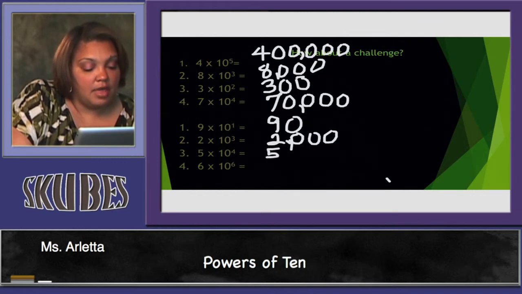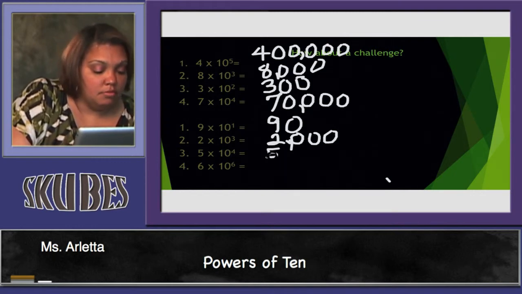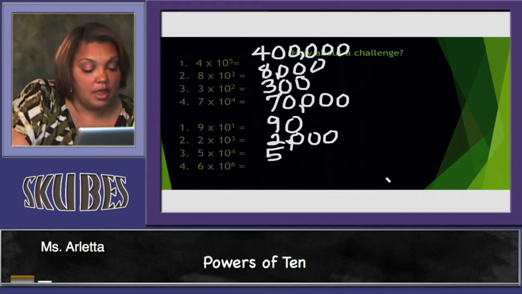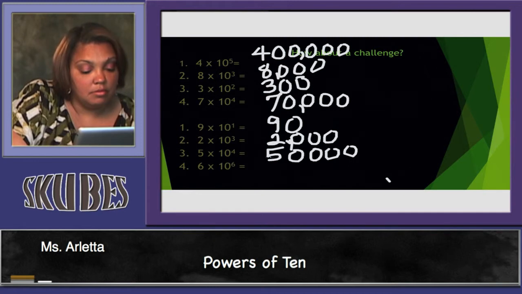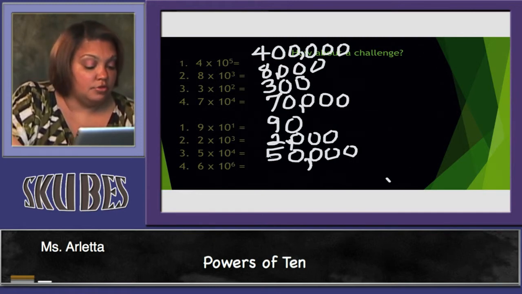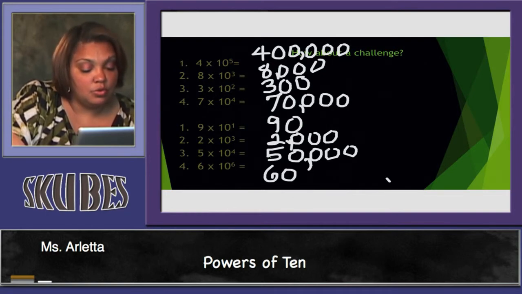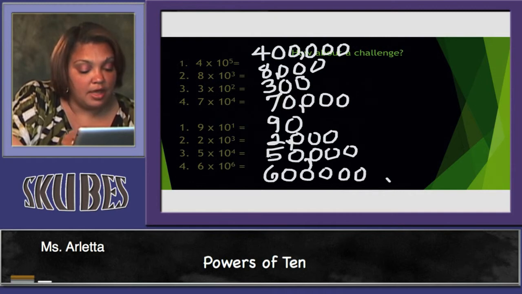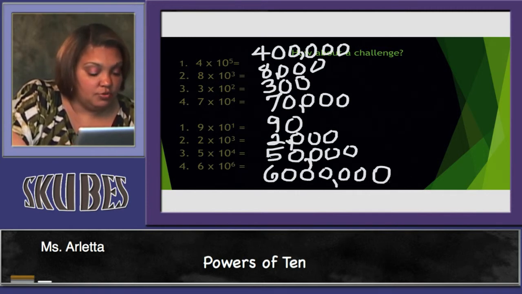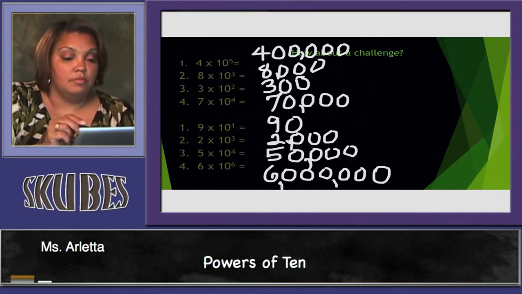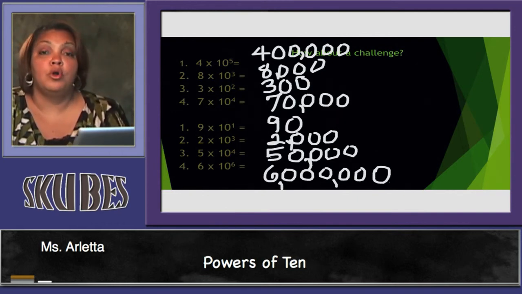We have 5, I'm going to make that a little bit more clear for you. 5, adding 4 zeros this time. And that turns into 50,000. And now we're starting with 6, but this time we're adding 6 zeros. 1, 2, 3, 4, 5, and 6, which gives you 6 million. That concludes our lesson on powers of 10.